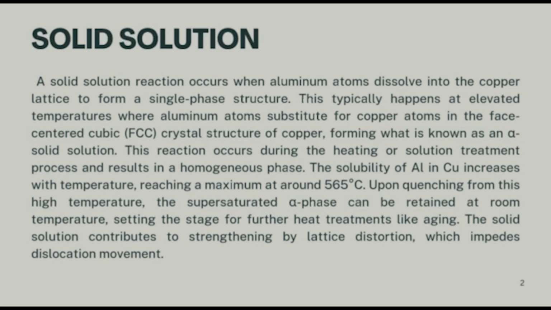During the heating stage, the alloy is raised to a high temperature within the alpha phase region of the copper aluminium phase diagram. At this point, aluminium atoms begin to substitute copper atoms inside the FCC crystal structure. Over time, a stable equilibrium solid solution forms, called the alpha phase, where the atoms are evenly distributed. This structure is thermodynamically stable as long as the temperature is maintained. Next comes the quenching stage. The alloy is rapidly cooled.